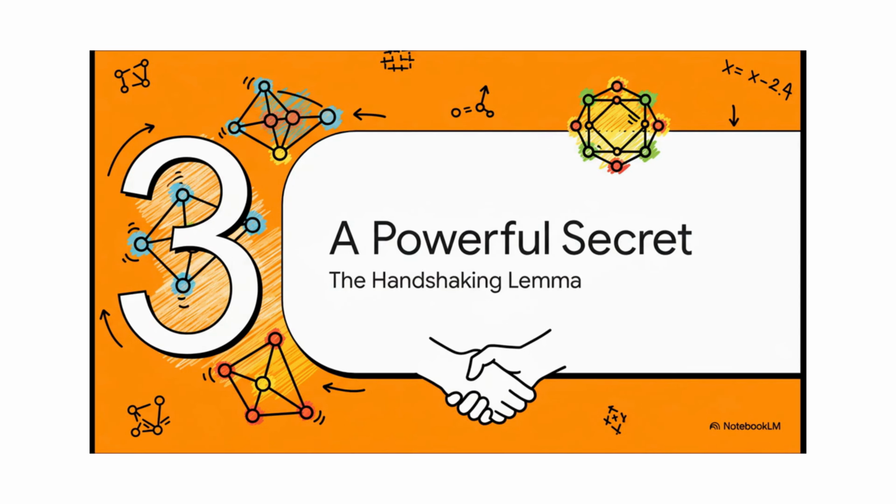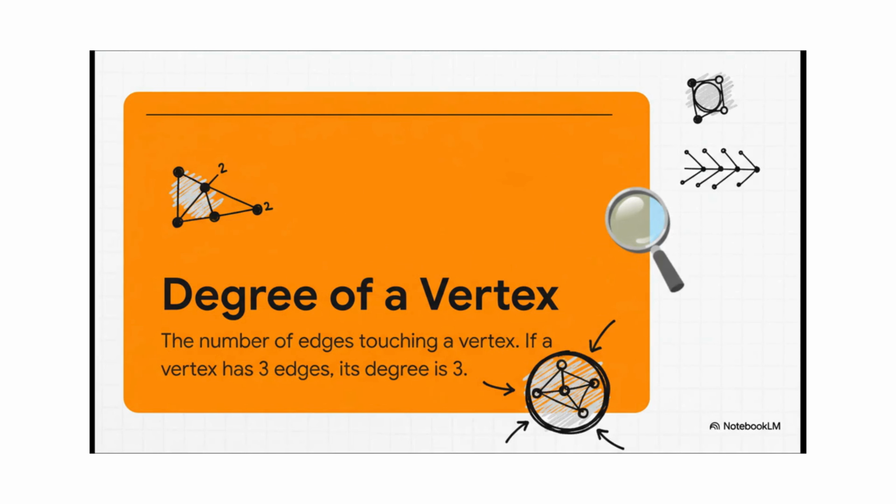Okay, so now that we've got the basics down, we're going to let you in on one of the first and honestly one of the most powerful secrets in all of graph theory. It's this super simple observation, but it has these huge consequences. It's often called the handshaking lemma. But first, we need one more tiny definition. It's the degree of a vertex. I know, it sounds a little fancy, but it's not, I promise. It's literally just the number of lines or edges that are connected to that dot. So if a vertex has 3 lines coming out of it, its degree is 3.